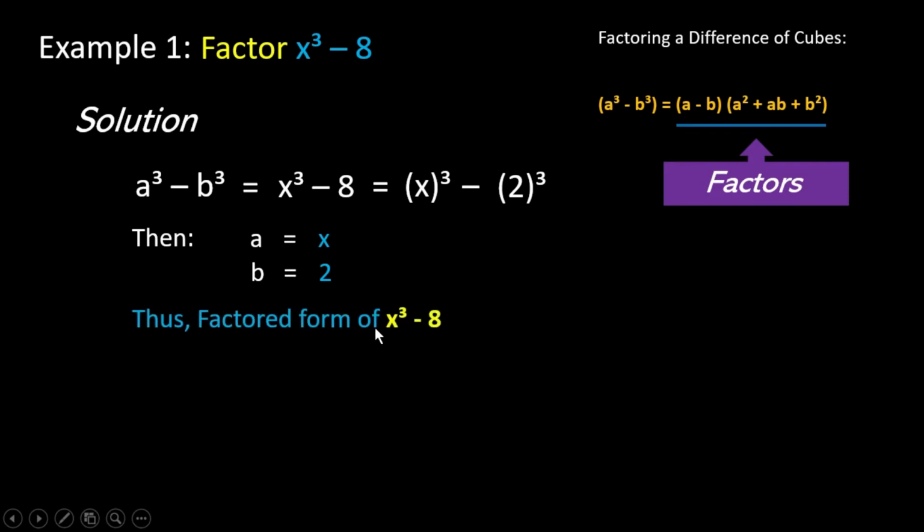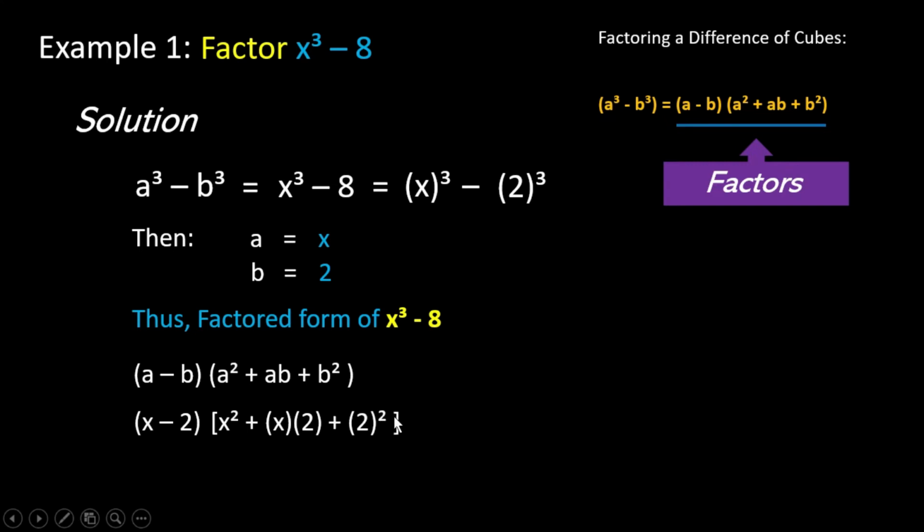Thus, factored form of x cubed minus 8 by substituting the value of a and b to the formula. So, this is our formula: a minus b times a squared plus ab plus b squared. So, yung a natin is x, yung b natin is 2, so x minus 2 times the value of a, so x squared plus value of a is x times 2 is the value of b plus the value of b is 2 squared.